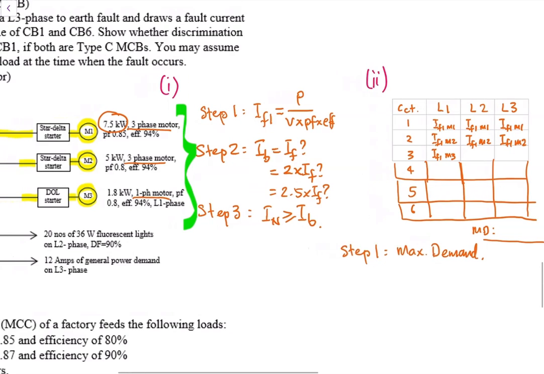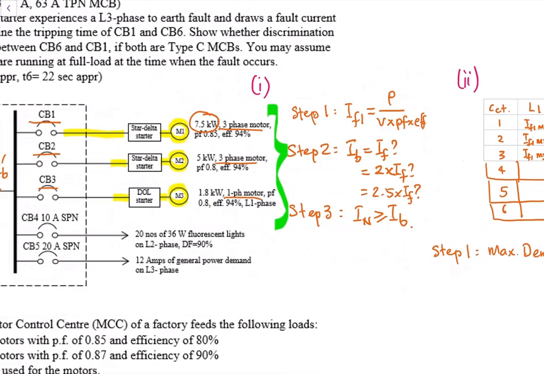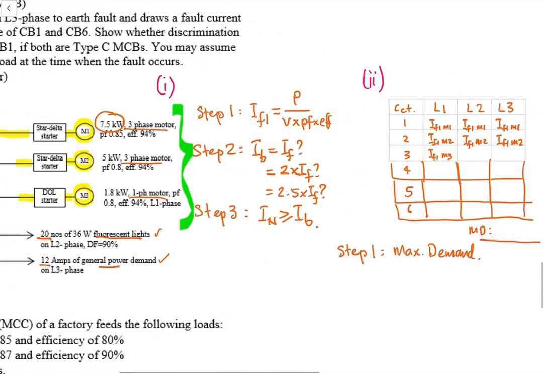Then the remaining 2 circuits are the fluorescent light and the general power circuit. Since I'm not given the load balancing, but because they are all single phase, I can only put each one of them in a specific phase. So in this case, for circuit number 4, I will put the load here. This is for the fluorescent light, and this one will be the general power circuit of 12 amps.